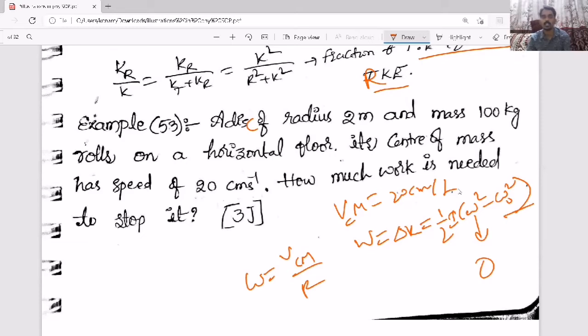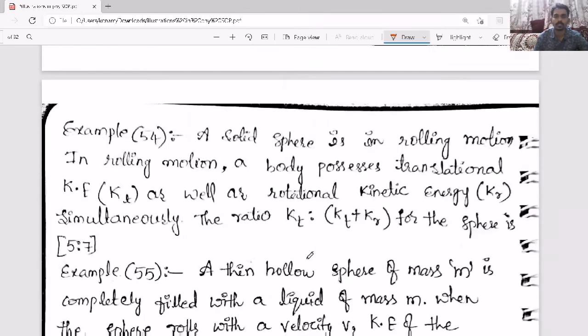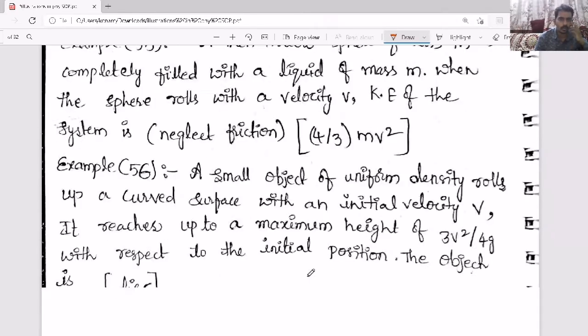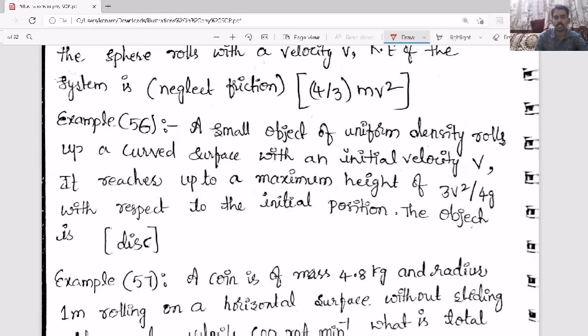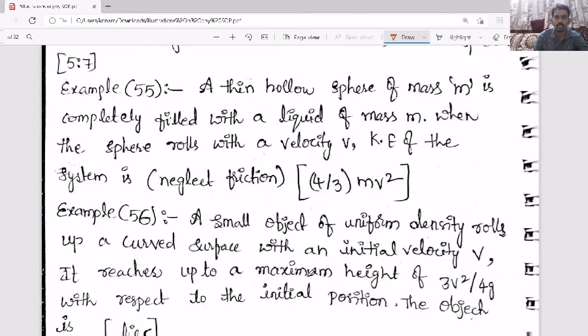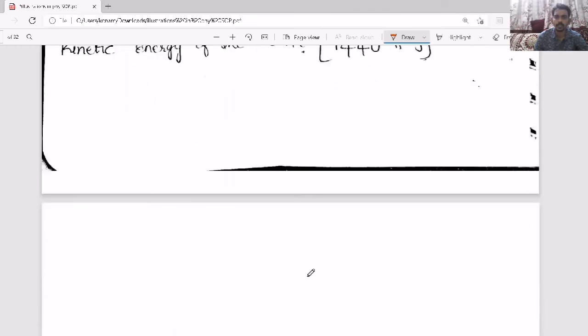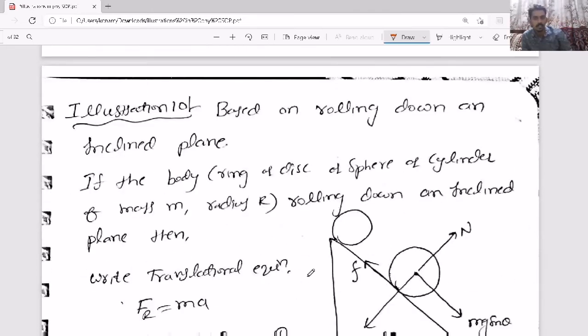The moment of inertia of the disk about its central axis is m r square by 2. You can substitute the values because mass is given and radius is given. So you should know the moment of inertia. Then only can you solve questions related to rotational motion as well as rolling motion. Otherwise, you cannot solve any question related to rotation or rolling motion. I have given a few more questions here for different objects like disk, sphere, hollow sphere or solid sphere. Please just try to practice.